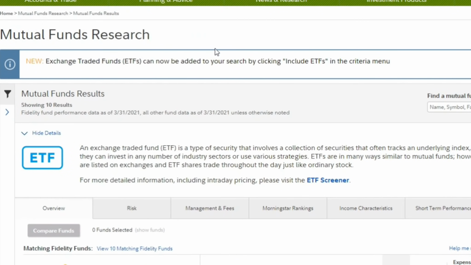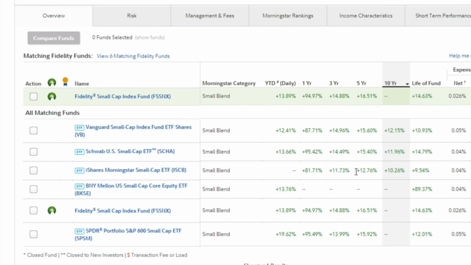That's how I chose my mid cap fund. Let me show you how I chose my small cap fund. For the small cap funds, you can see here, same criteria. I ended up going with the Fidelity Small Cap Index Fund, FSSNX, one of the top holdings here. It's got the lowest expense ratio of all the top ones at 0.026%. 1-year return is 94%, which is in line with some of these other ones up here. It's got a 3-year return of 14.88 and a 5-year average return of 16.51. Again, that's every single year on average, earning 16.51%.